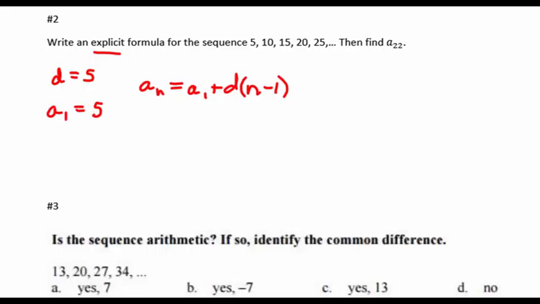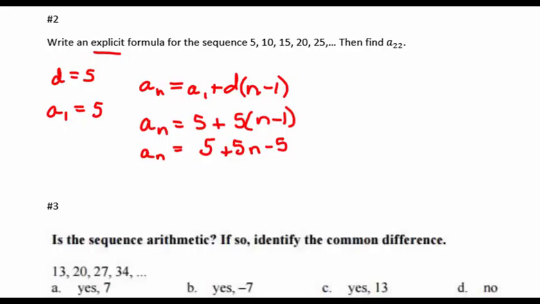Now, all we need to do is fill in the information that we know. So we know the first term is 5, the difference is 5, and it's times n minus 1. You could leave the formula this way, or you could simplify things through distribution. So you're going to get 5 plus 5n minus 5. And what we would do then is combine the 5 and the negative 5. So we get a sub n equals 5 times n.